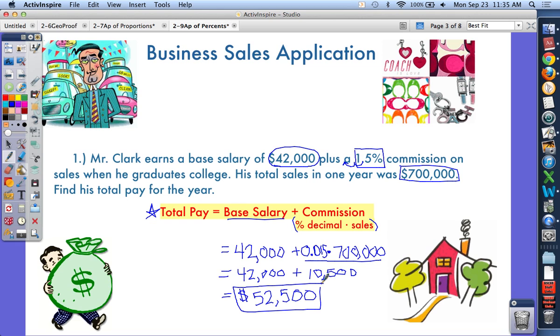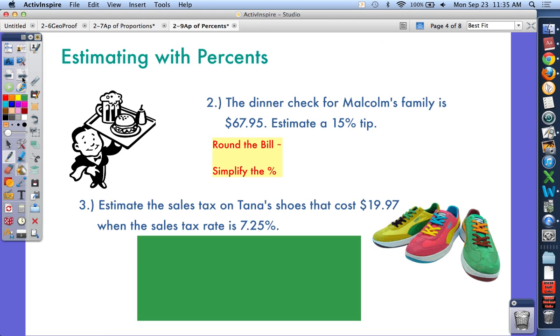We also have percents in estimating tips. Think about it, you go to the store, you have to pay sales tax, and you only have a $20 bill, you better figure out how much you can afford to spend in sales tax and tips, any of those. So we're going to do an example together, and then you're going to try the next one on your own for number 3. But for number 2, the dinner check for Malcolm's family is $67.95.